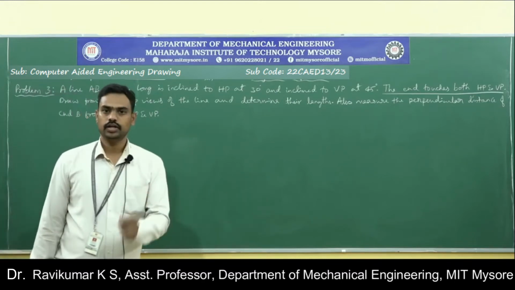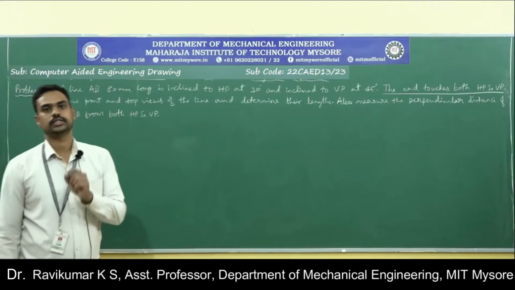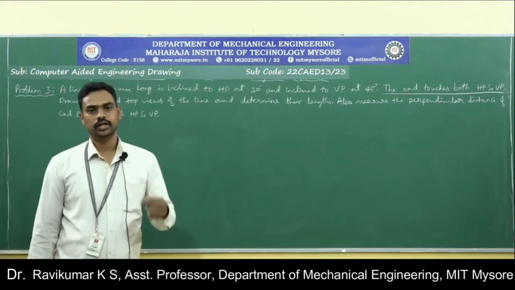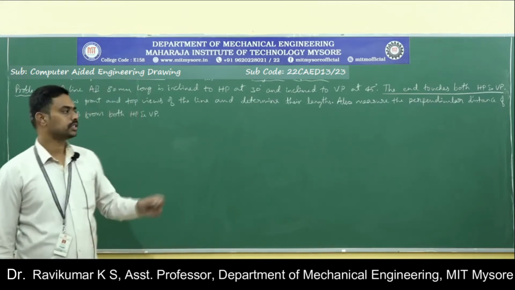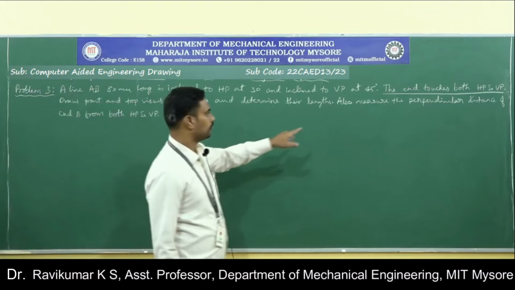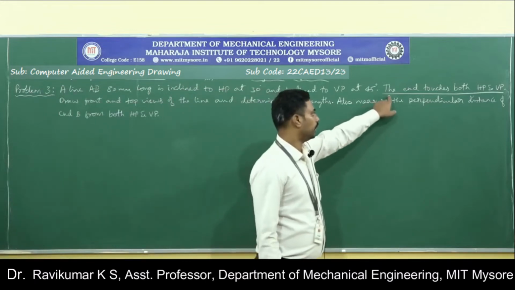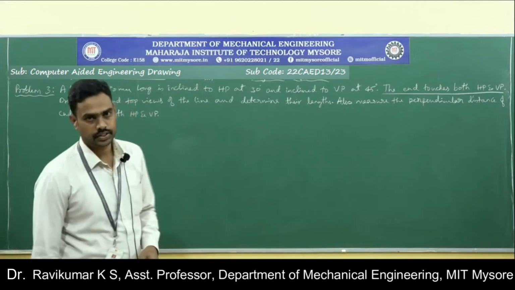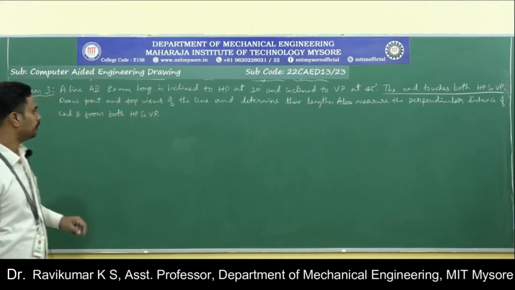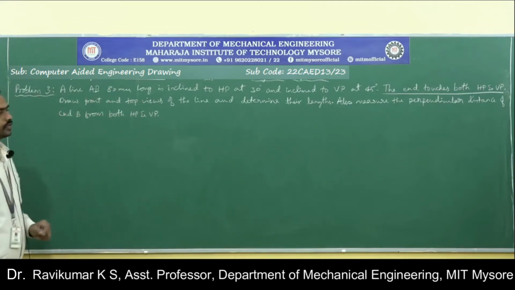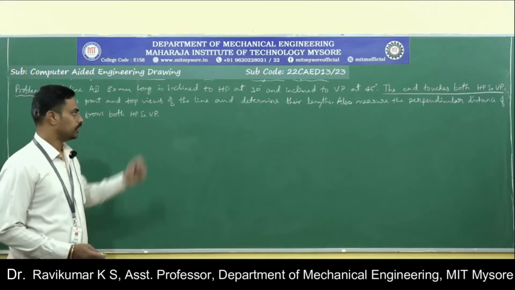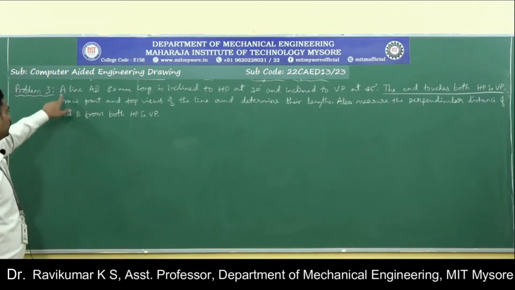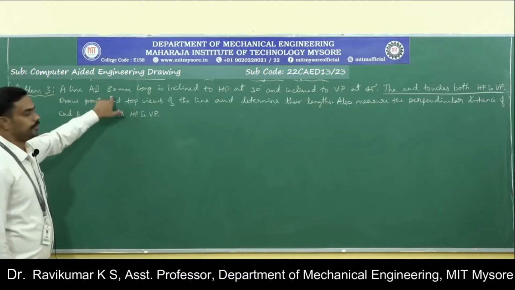This information is not given in the solution book, which is also called the primer, but the university VTU has sent the errata where the corrections are noted. This one, the end touches both HP and VP. So in the errata the correction is mentioned to include in this problem. Draw the top and front views. So you need to draw the top and front views of the line, and you need to measure the apparent distance of the line. So here a line AB 80 mm long.